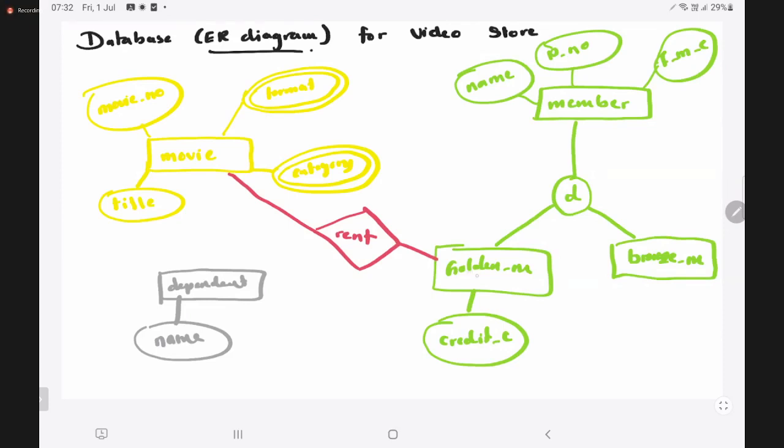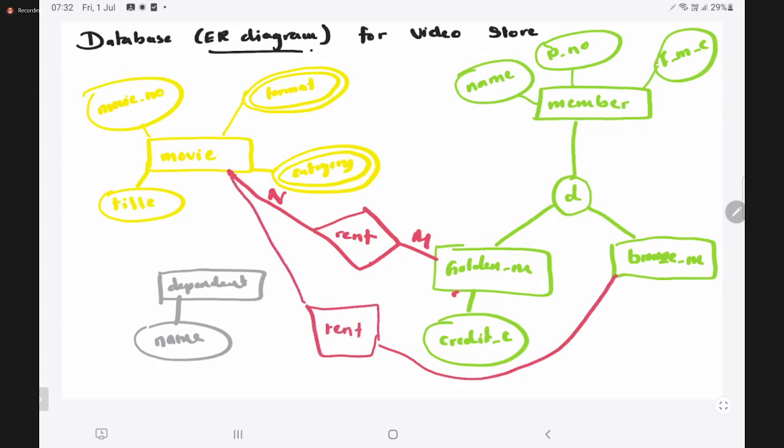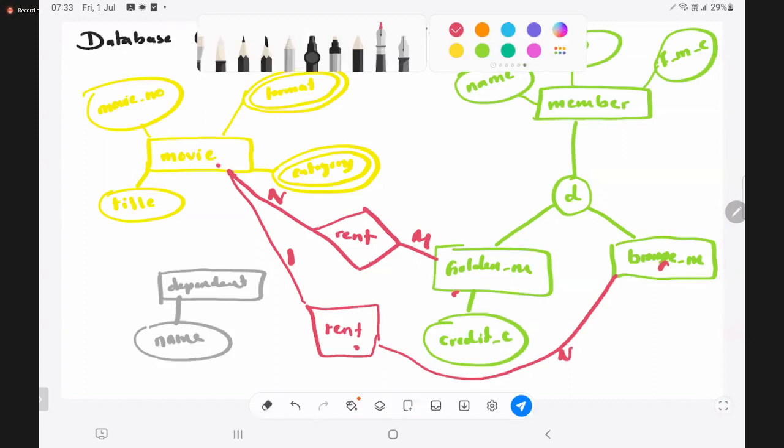So one golden member can rent more than one movie, one movie can be rented by more than one golden members, right? And there is another one, bronze member. They also can rent. A bronze member can rent only one movie at a time, one movie can be rented by more than one bronze members, one to many relationship. Right, and there is another one, member and dependent. So I will draw that dependent in this middle part.